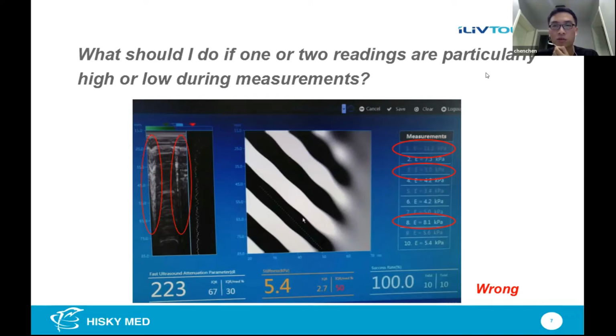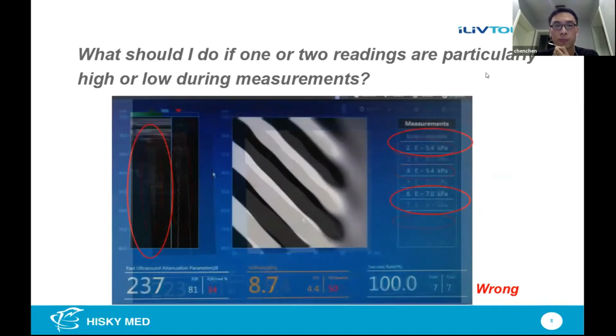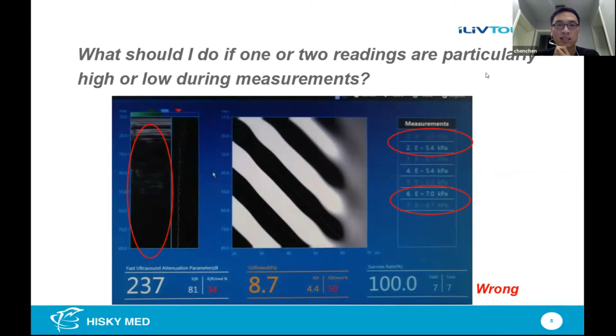In that case, what we need to do is choose a lower intercostal space, try to avoid the lung and the gas interference. That is a false result. If we get these results, we need to clear the results and start over. And the second case is like this.